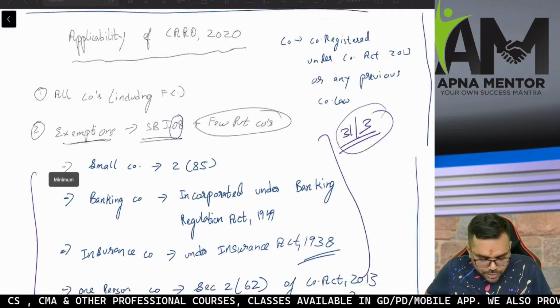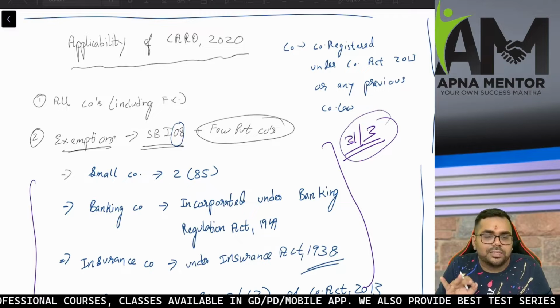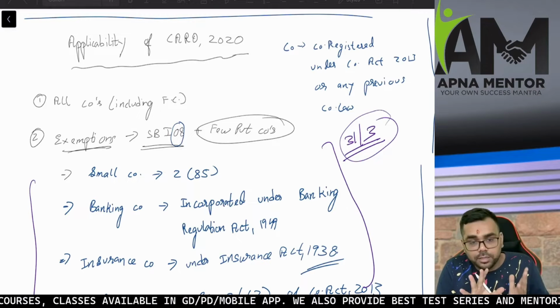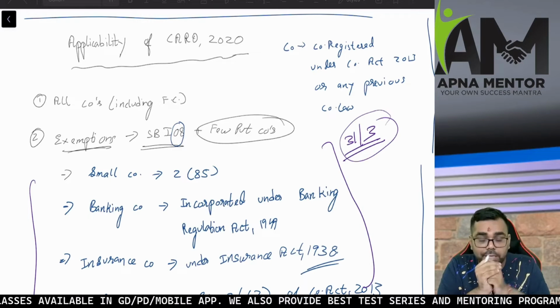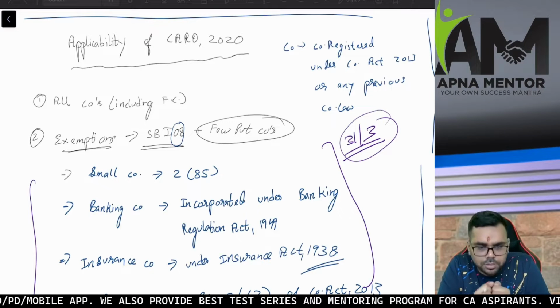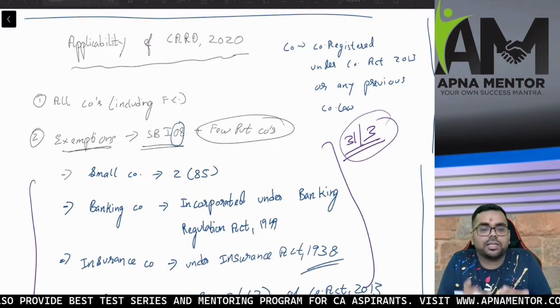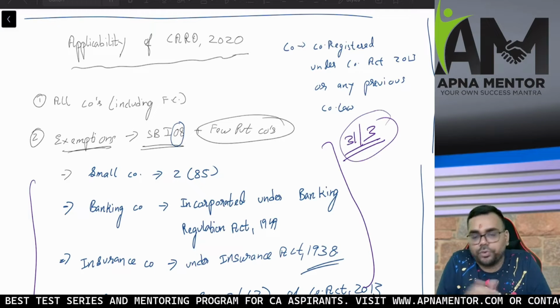So, applicability of CARO 2020. Firstly, what the lawmaker has said: CARO 2020 is applicable to all companies, including foreign companies. Oh my God, CARO 2020 is applicable to all companies? Yes, sir. But how is that possible? We want certain exemptions. So the lawmaker said, okay, take certain exemptions. Now there are certain exemptions from CARO 2020.